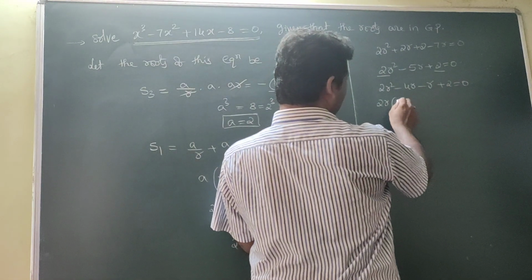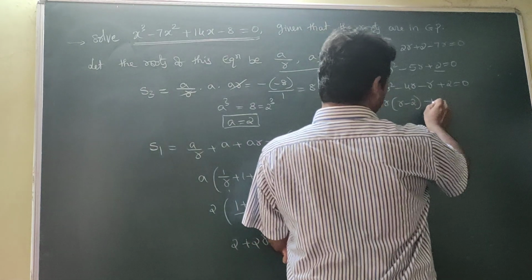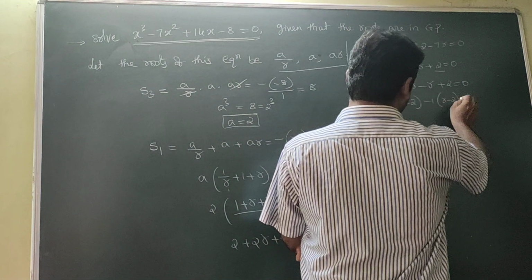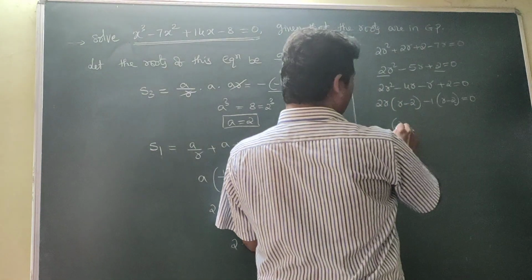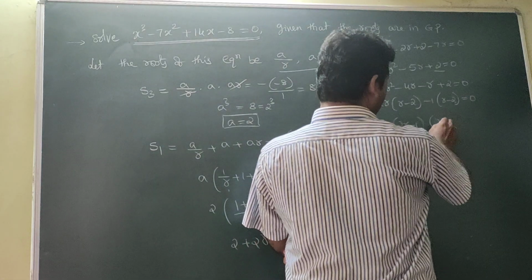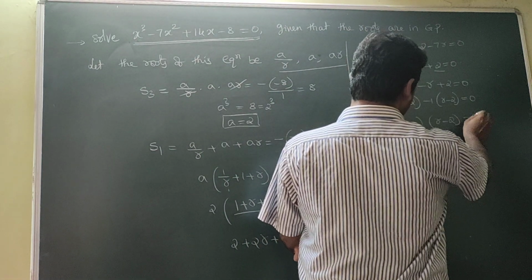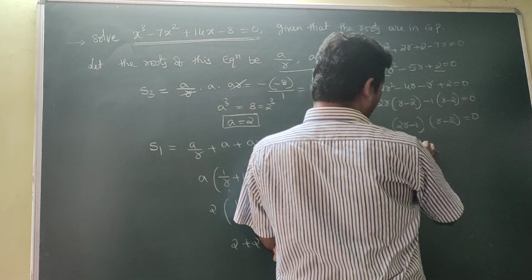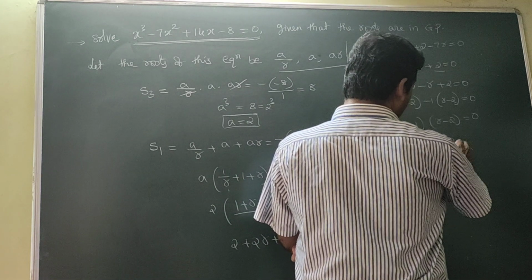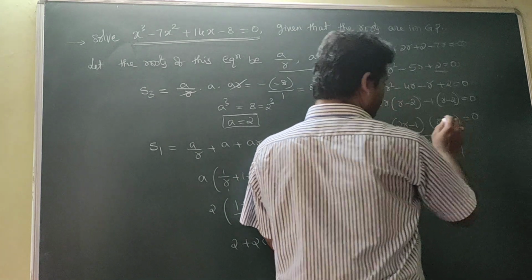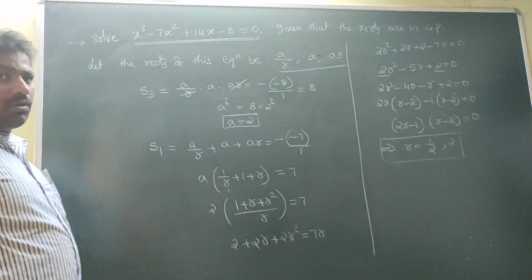Take 2r common: r − 2, minus 1 common: r − 2 equal to 0. (2r − 1)(r − 2) = 0. That implies r = 1/2, 2.